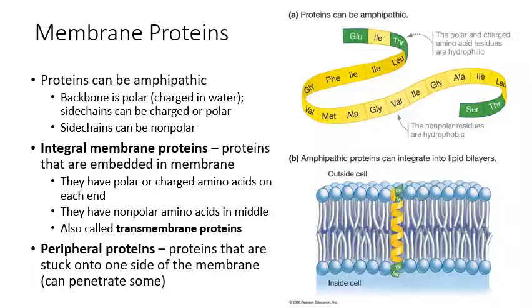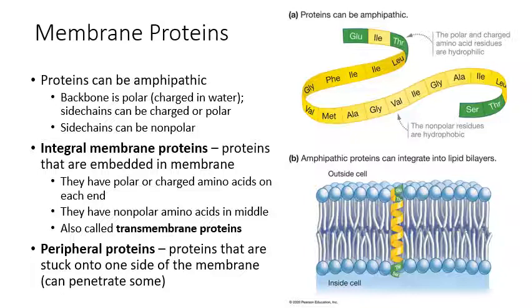There's two basic types of proteins that you can find in cell membranes: the integral membrane proteins and the peripheral proteins. Integral membrane proteins are actually stuck in the membrane, so they're going clear from one side of the membrane to the other side. Peripheral proteins are just stuck onto the side of the membrane, so they might go a little bit of the way into the membrane, but they're not going to go all the way across it. They're mostly just attached to the outside of the membrane, either the outside side or the inside side, but not really in the middle of it.